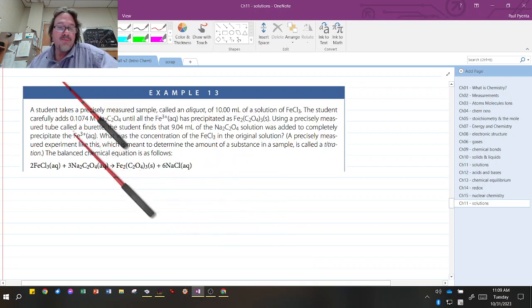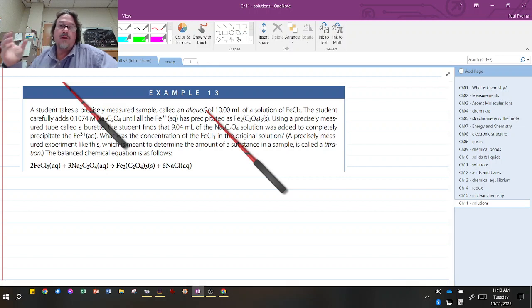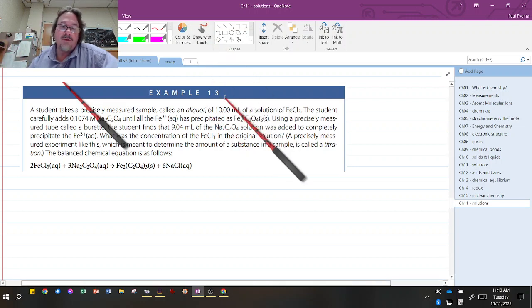Let's read it first. A student takes a precisely measured sample called an aliquot. An aliquot is just a little teeny sample, maybe from a larger one. So if I've got a bucket of stuff and I just take a little sample out of it, they'd call that an aliquot. All right, so that's what that word is, no big deal. So they got a sample of 10 milliliters of a solution of iron 3 chloride. They took 10 milliliters out, so that's the volume.